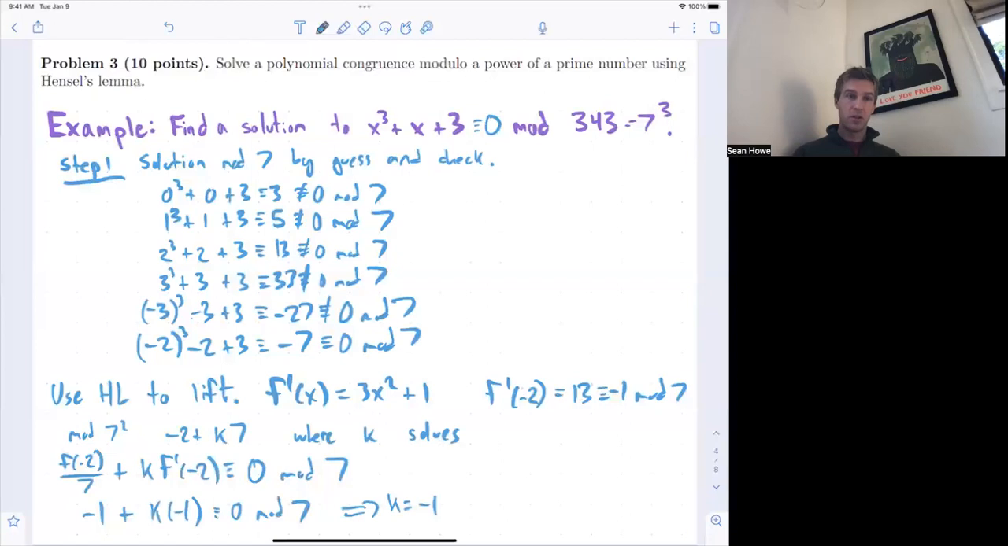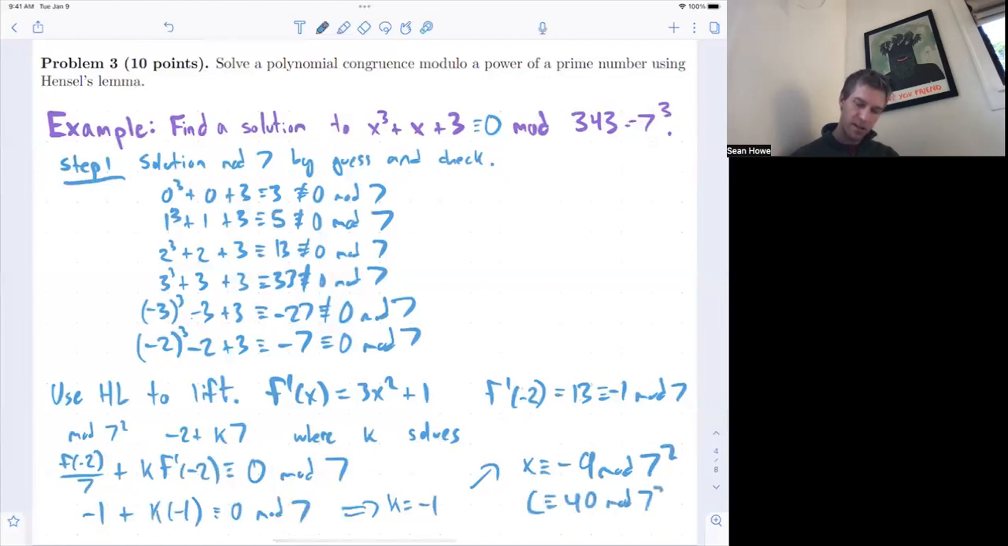And so then my solution is x equal to -9. That's going to be my solution mod 7 squared. So that's -9 mod 7 squared. I can also write that as 40 mod 7 squared, since 7 squared is 49. Good, and so that's my answer mod 7 squared.